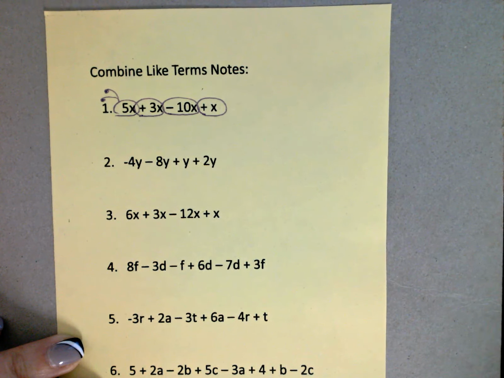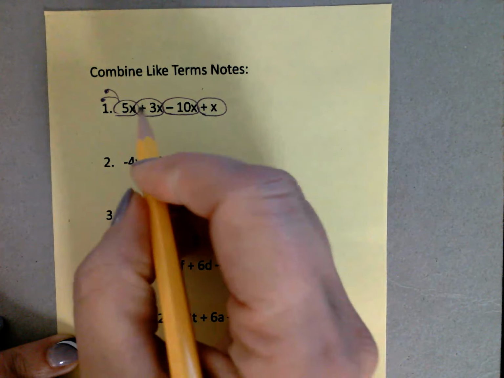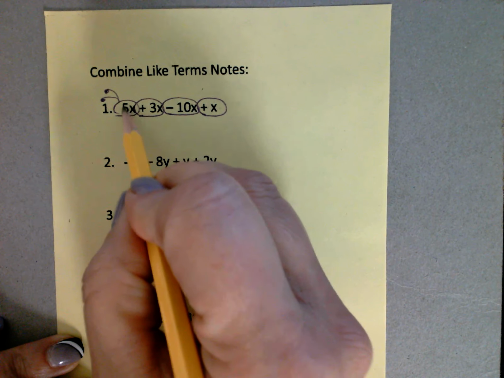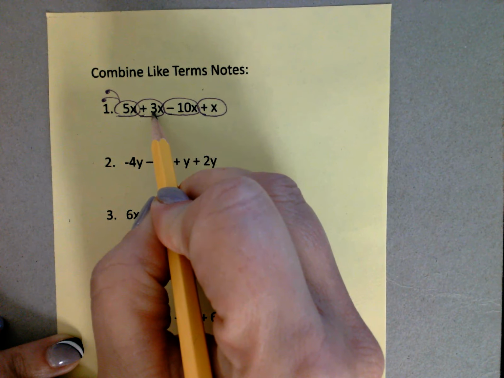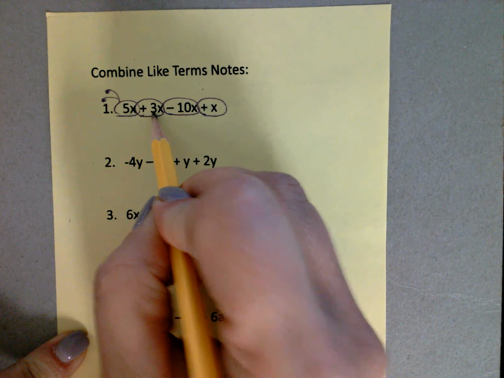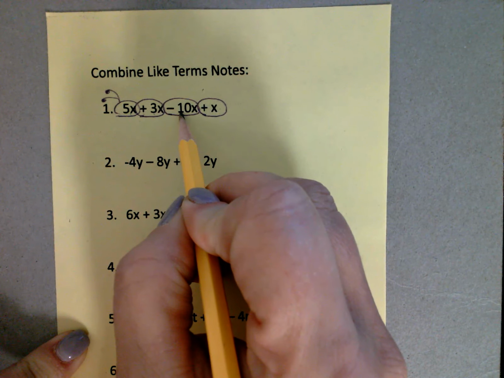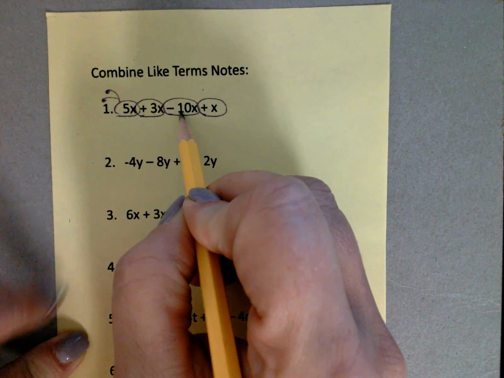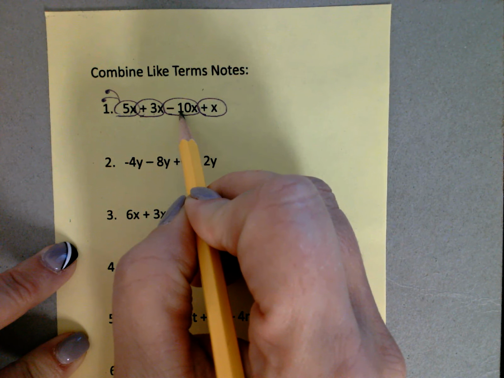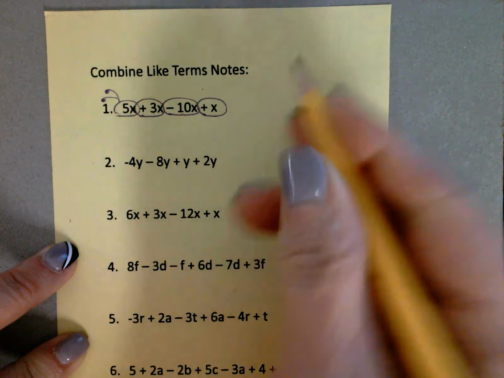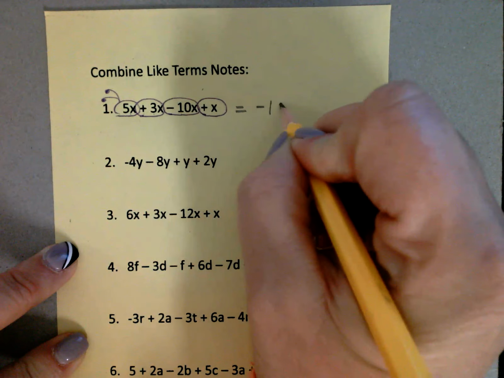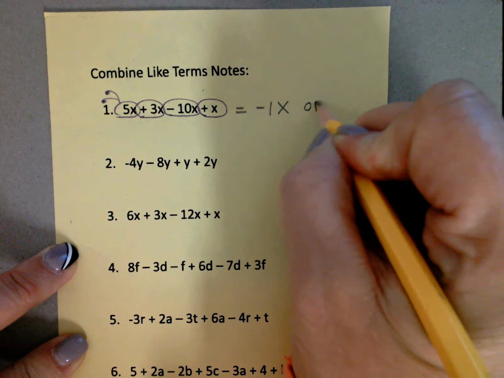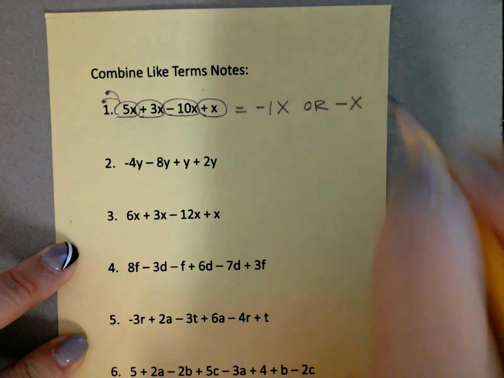That means I'm just going to combine them going left to right, because here I have 5 X's plus 3 more for a total of 8. And then I need to subtract 10 X's, so now I'm at negative 2X, and I have to add 1X, so I'm left at negative 1X, or you can just write negative X.